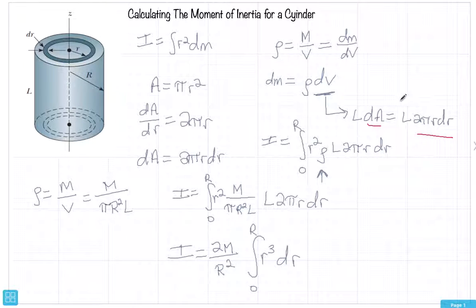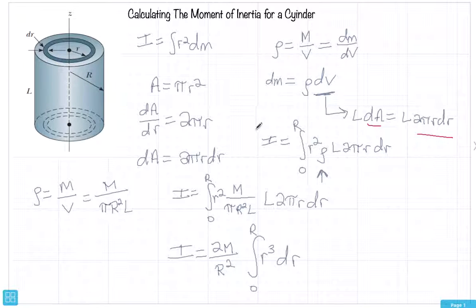When we do that and plug it into the dm term, we'll end up getting I is equal to the integral from 0 out to R of r squared rho L 2 pi r dr. Because again, we're plugging this in for dm. dV is really L 2 pi r dr, so we have rho L 2 pi r dr.